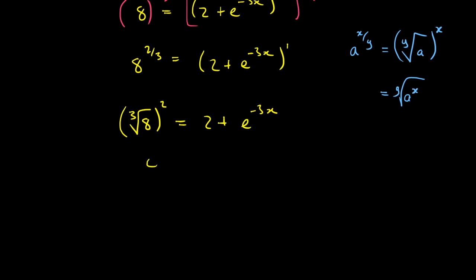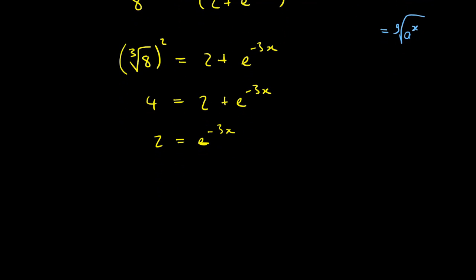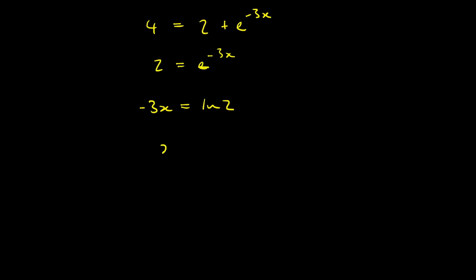And 2 squared is 4, so 4 is equal to 2 plus e to the negative 3x. So 2 is equal to e to the negative 3x. If I was to natural log both sides, then negative 3x is going to be equal to ln 2. And divide both sides by negative 3, so x is equal to negative a third ln 2.